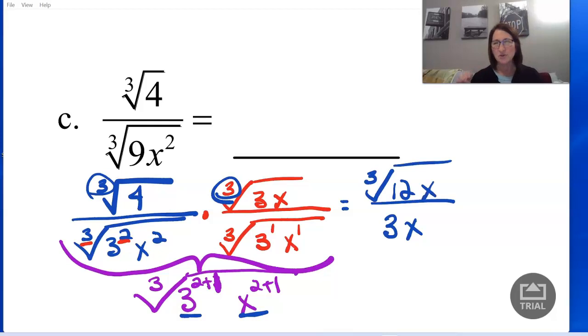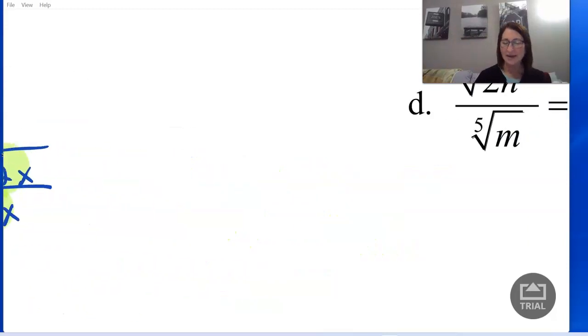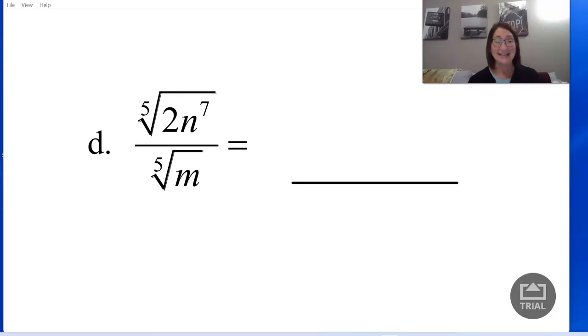I know that it's super tempting to take the 12 and the 3 and simplify them. But that 12 is not a pure 12. It's a cube root of 12. And so I can't divide 3 into it. If you put into your calculator the cube root of 12, it's not going to be anything close to 3. Okay. All right, let's go ahead and look at D.